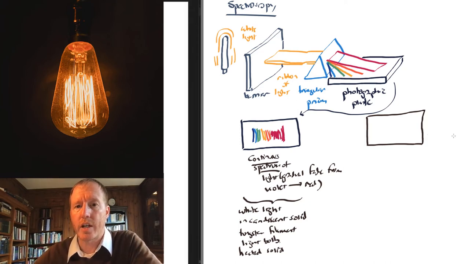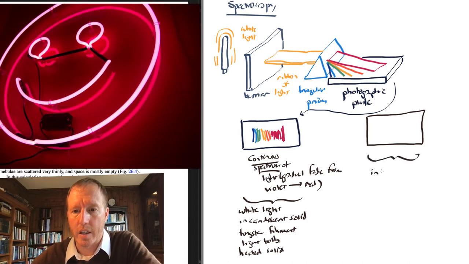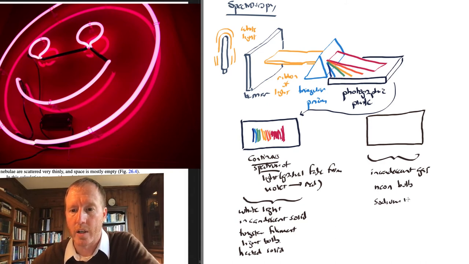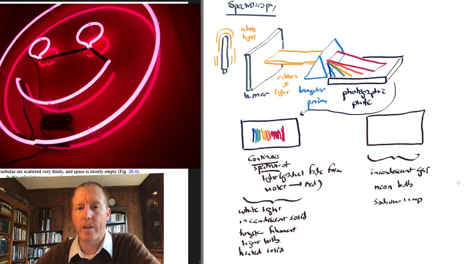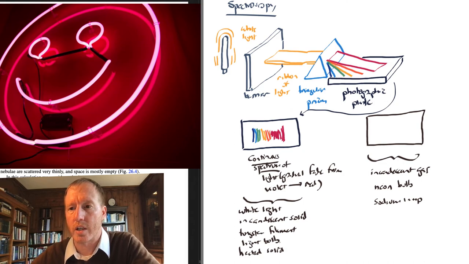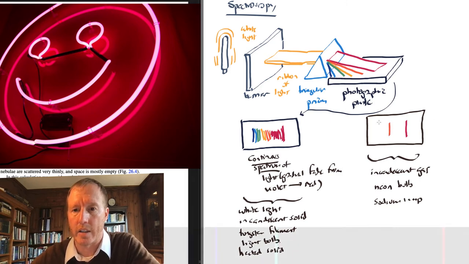But if instead of using a white light, you use an incandescent gas, such as you take a neon gas and you put it into this bulb and you electrify it, you get what's called a neon bulb. Or you could use a sodium lamp, you take sodium gas and put it in a bulb and electrify it. How does that differ from an incandescent solid? Well, in that case, you're only going to get certain colors coming out. That is, you'll get certain lines of color. You might get a red line, an orange line, and perhaps a violet line.